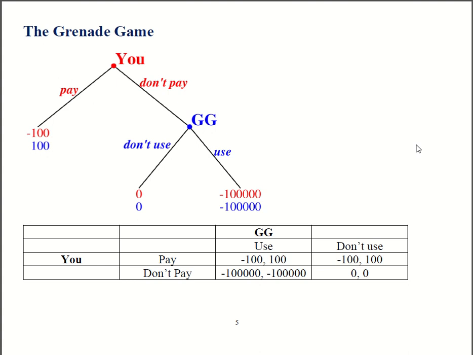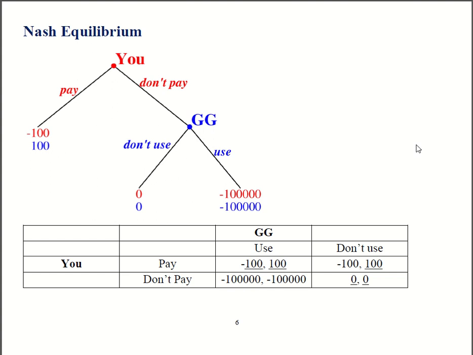Alright, so let's go talk about the Nash Equilibrium. So best response to use is going to be pay. You'd rather lose $100 than die. So that's your best response to use. Best response to don't use is to play don't pay, because that gets you 0, and that's better than losing $100.